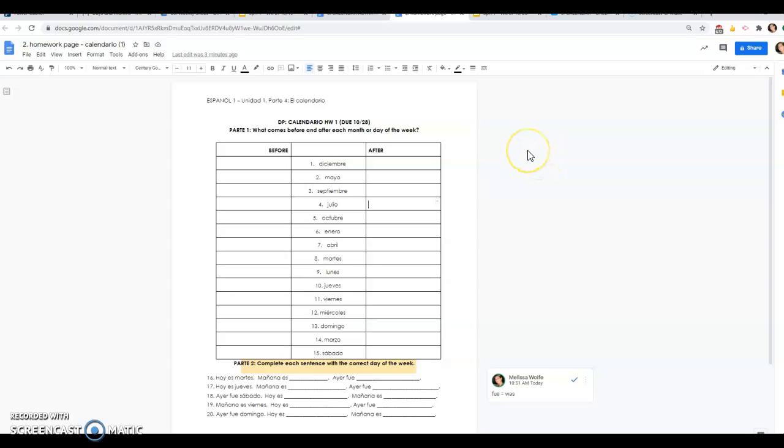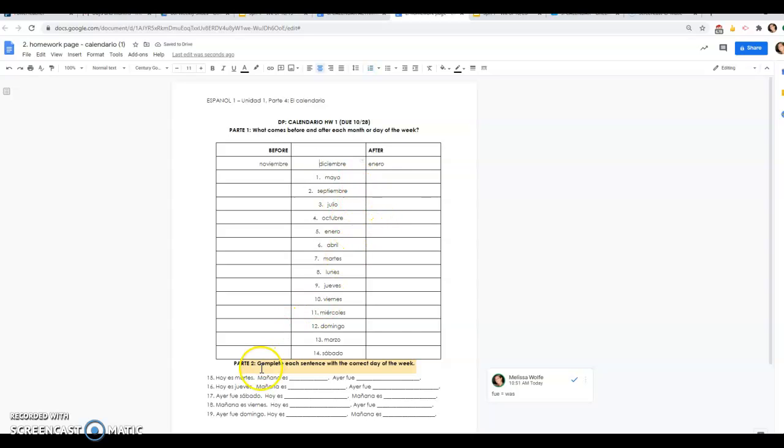Parte uno says what comes before and after each month or day of the week. So here you have diciembre. So you're going to put the month that comes before diciembre. That would be November, but you're going to put that in Spanish, noviembre. And then the month that comes after December is January. I'm going to look at my list and realize that that is enero. So you're going to do that for all the other ones.